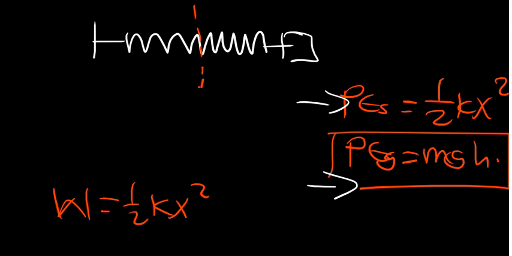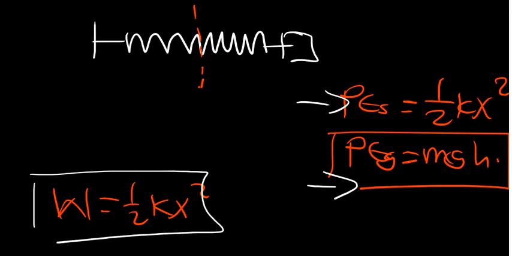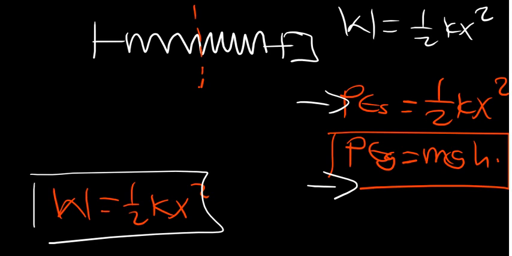Now, in this case, what I want you to understand here is the elastic potential energy is the same as the work done by the spring. Now there is a question which they ask to say show that the work done by the spring is given by half kx squared. So I want to show you where this formula is coming from.